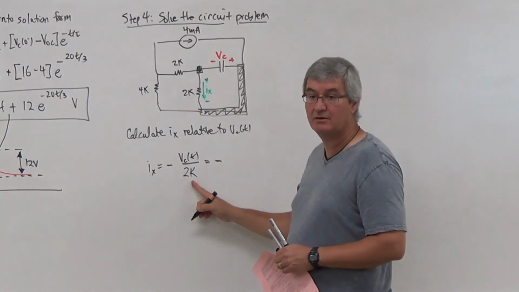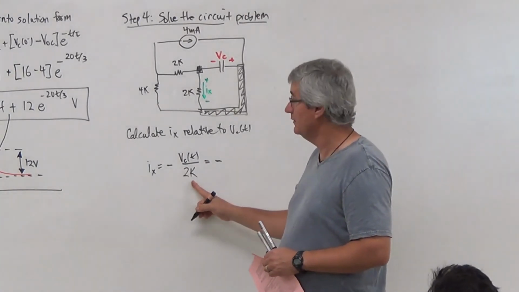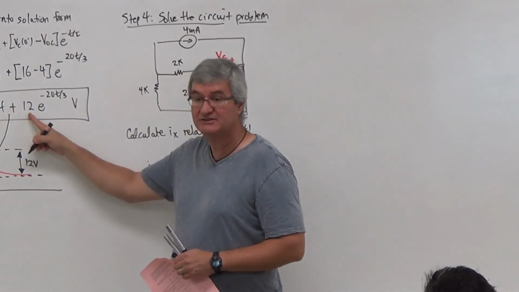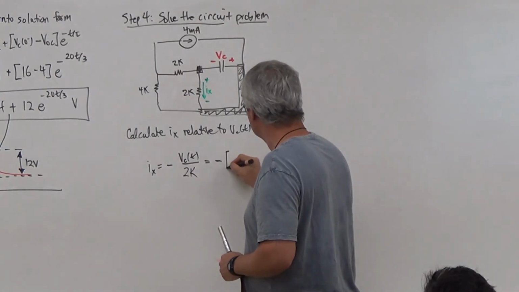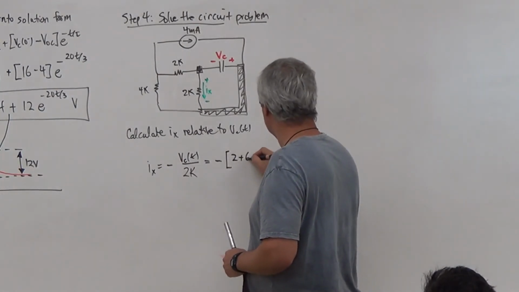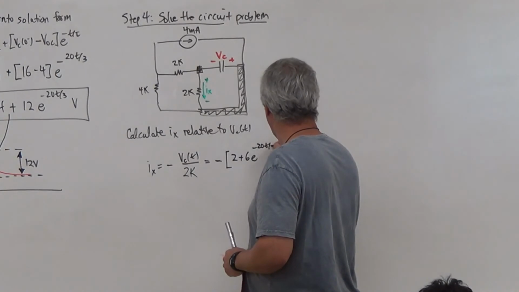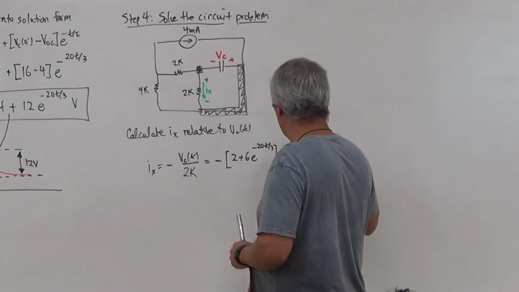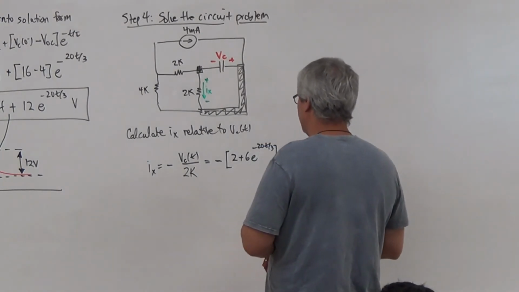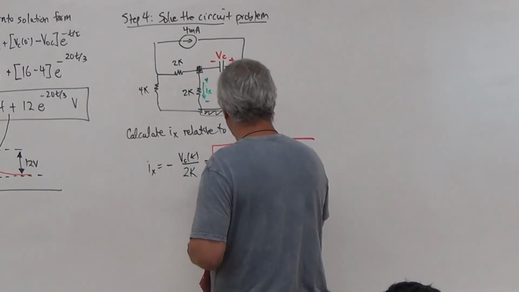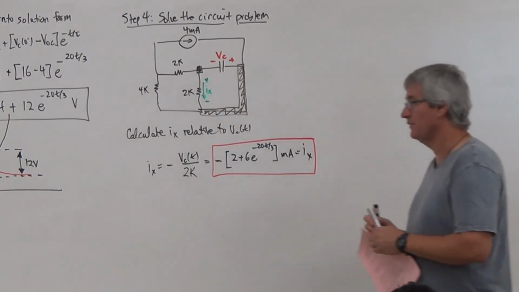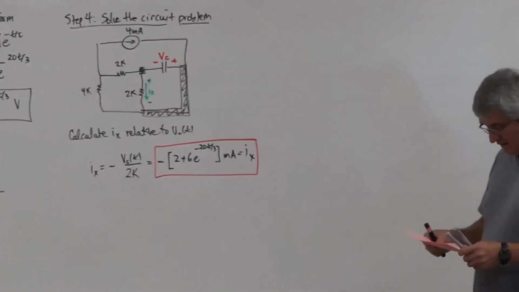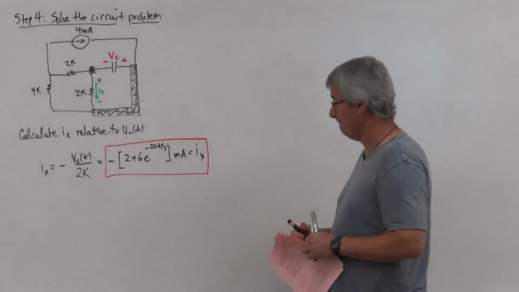And the currents are now going to be written in milliamps. So I'm going to get 2 into 4 is 2. 2 into 12 is 6. So then I'm going to get minus 2 plus 6 e to the minus 20t over 3 in units of milliamps. And that's the current IX right here. So now, let's plot this and try to interpret this thing here. So when I plot this guy, what do I know here?